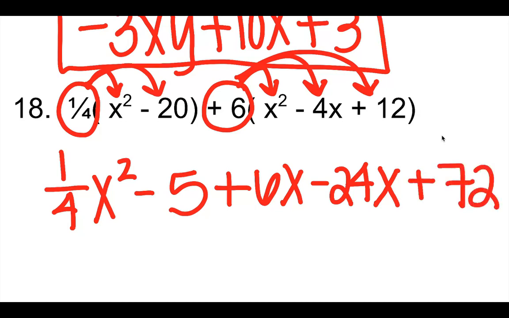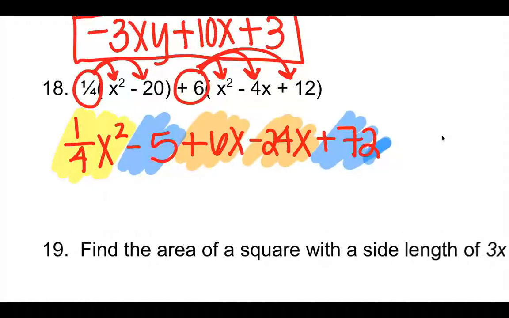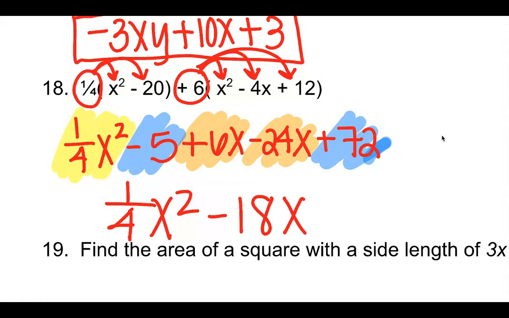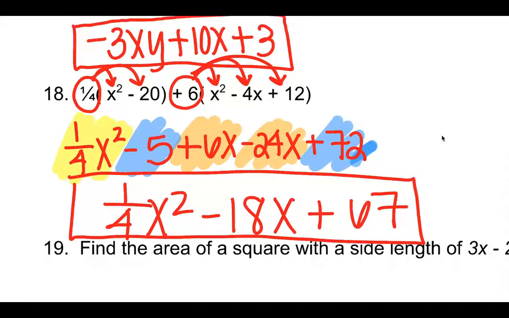Then I start combining x squareds with x squareds. There's only one of those. X's with x's. And then constants with constants. So I've just got 1/4 x squared. 6x minus 24x is going to give us negative 18x. And then negative 5 plus 72 is the same thing as 72 minus 5, which is 67. And again, that's as simplified as we can get, so that's our answer.